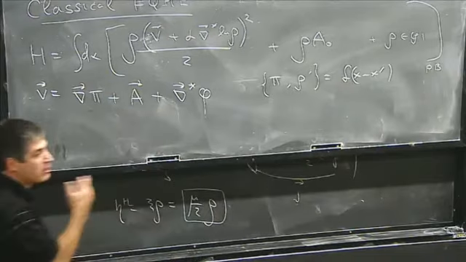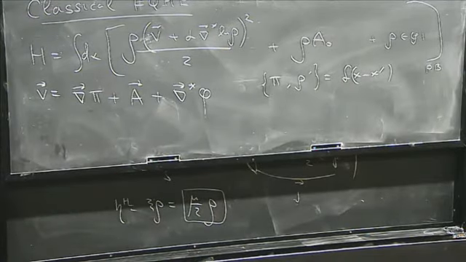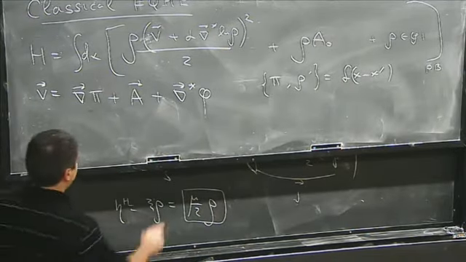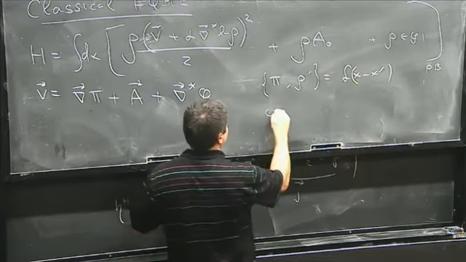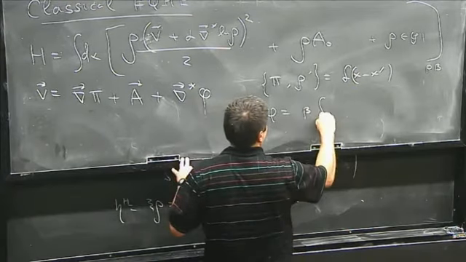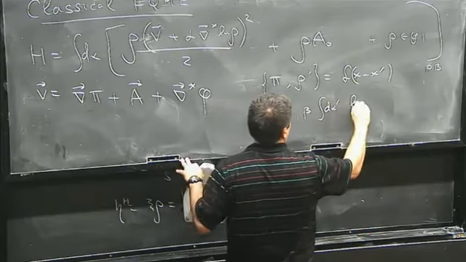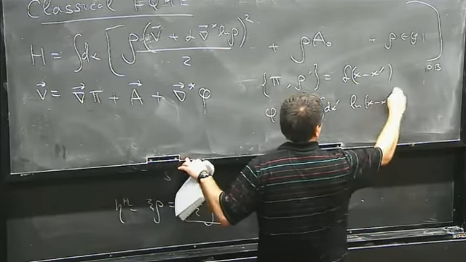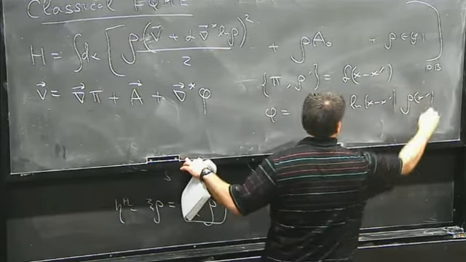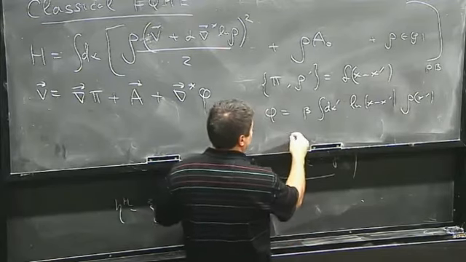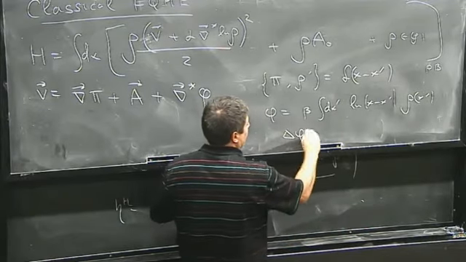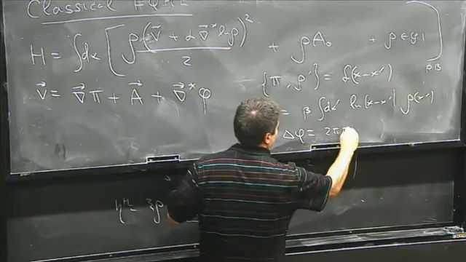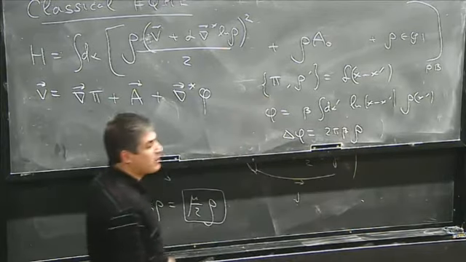So this is the canonical Poisson bracket of field pi and field rho. And here also there is a new quantity phi, which is beta integral log of x minus x prime times rho of x prime. So phi actually is just a solution of the Laplace equation. Beta is a parameter.